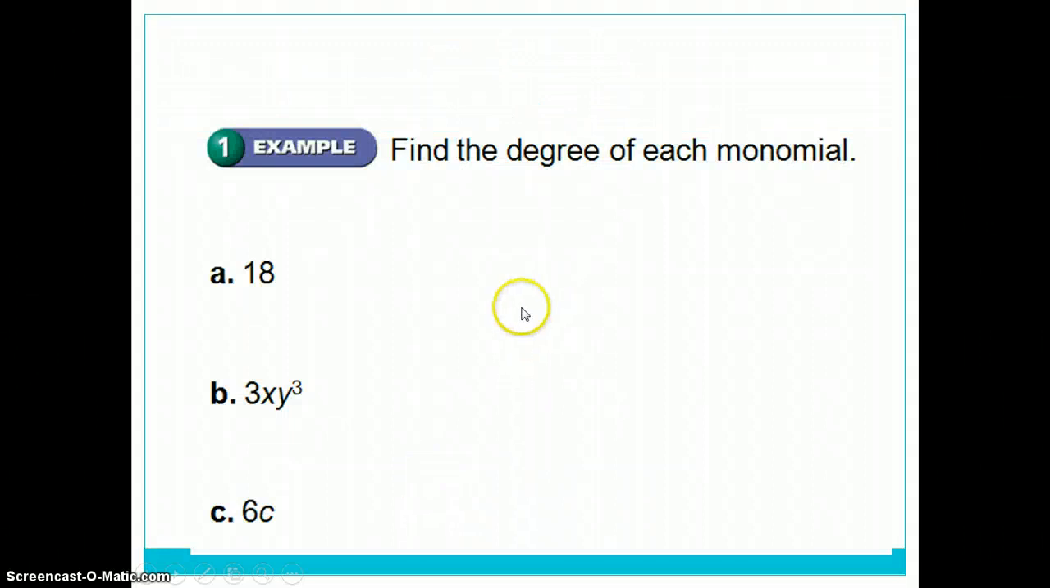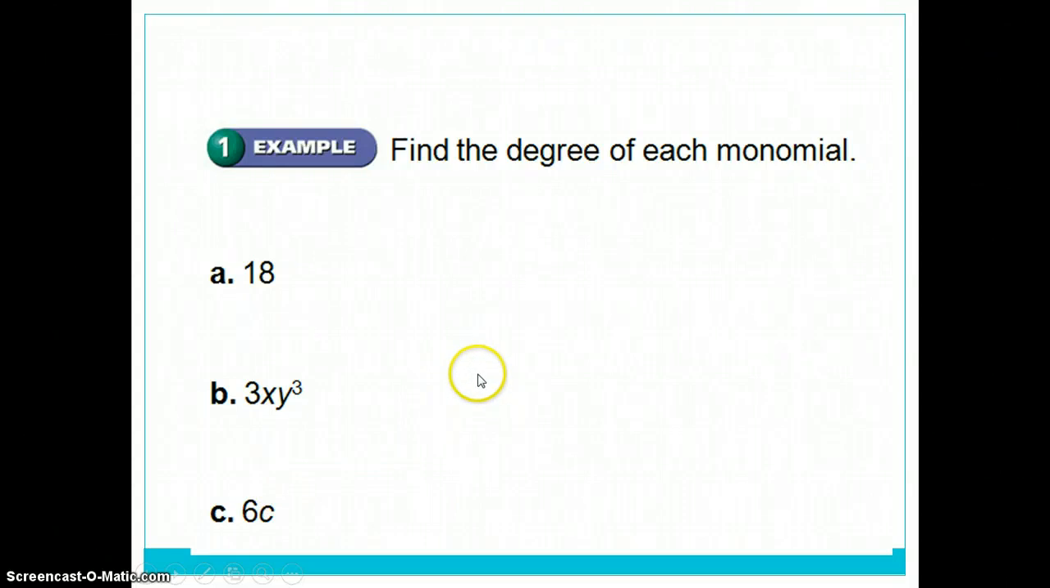All right, so the reason I wanted to show you this example 1 quick check is simply for this 18 here. Constants have a degree of 0. So the answer to A is 0. It's a 0 degree. B, give you a second to think about it. It's 4. And the degree of C, again, give you a second. And that's 1. So 0, 4, and 1 are the degrees of each of these monomials.